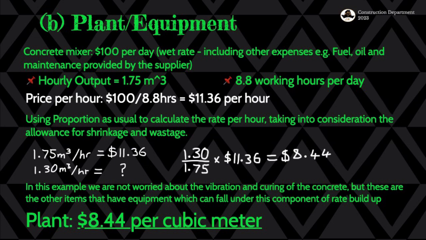And then you find that with plant and equipment, we have concrete mixture, which is going to cost around $100 per day to use. That's the rent for that, and that's going to be including the wet rate, which is including the other expenses like fuel, oil, maintenance provided by the supplier. So which means the client just pays $100. Everything is going to be within that $100. But you will find that there are other suppliers who say, no, we are just going to hire this thing, but maintenance and fuel and whatever you're going to provide on your own. We just want the money for hiring that concrete mixer.